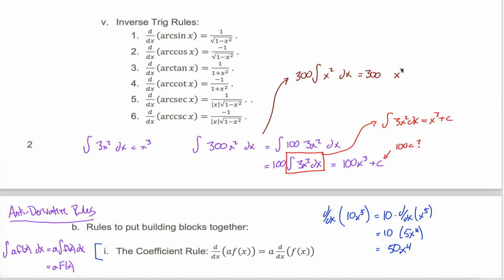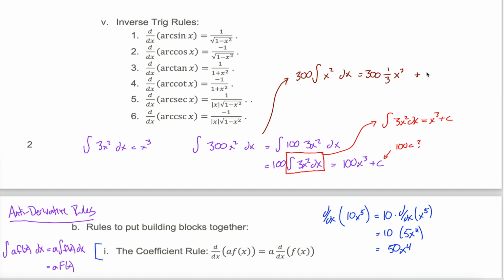And if I want a number that I subtract 1 from to end up with a 2, that number must be a 3. But it's not just x cubed, because if you were taking the derivative of x cubed, you would not get x squared. You'd get 3x squared. You have that extra 3. So what we have to do is multiply by 1/3.